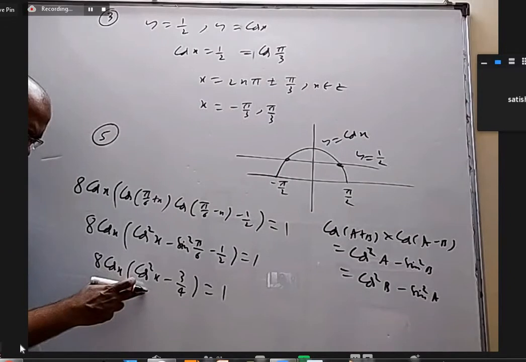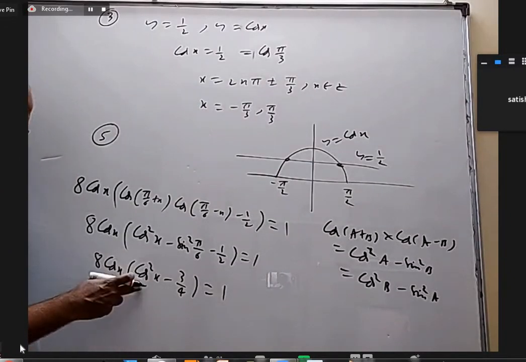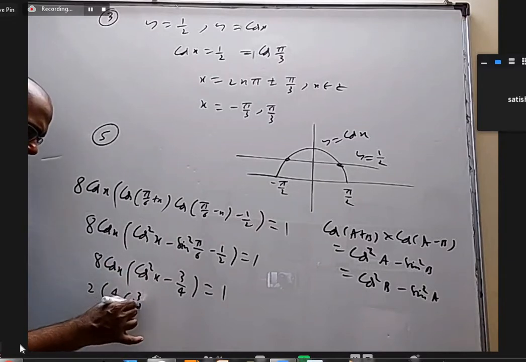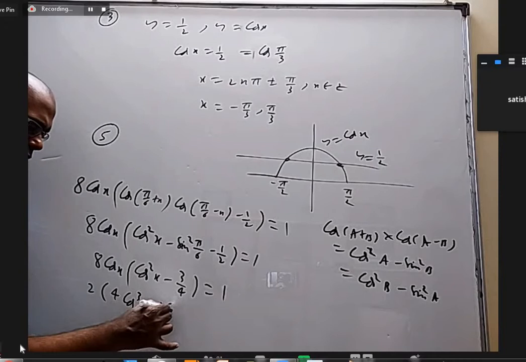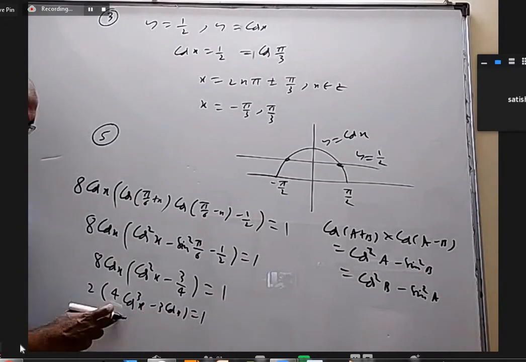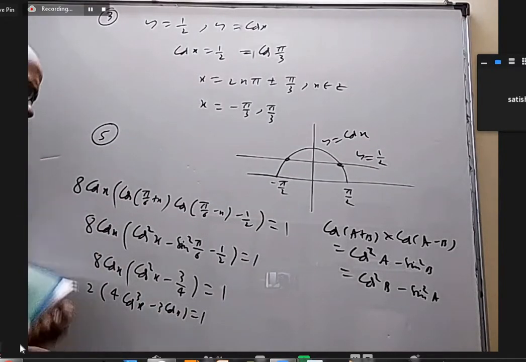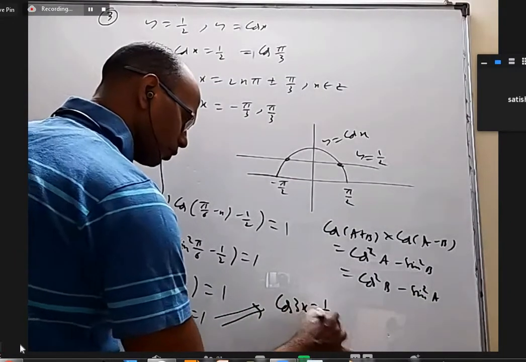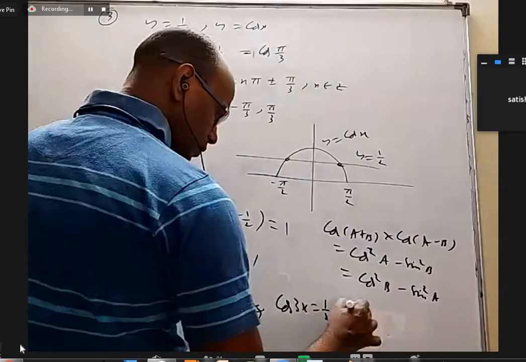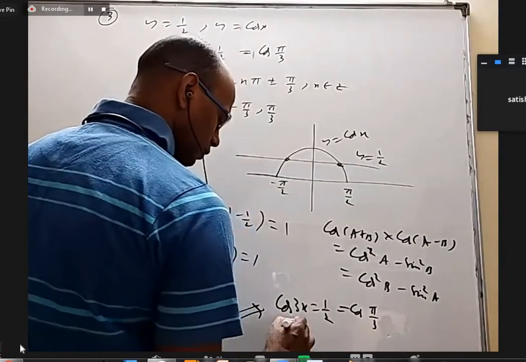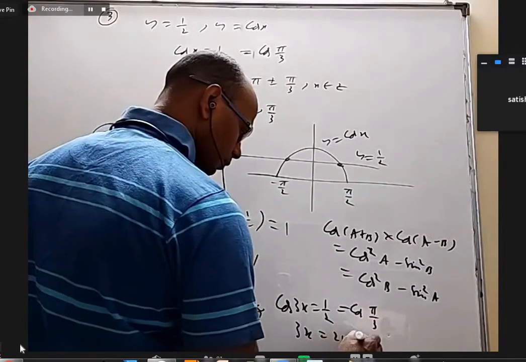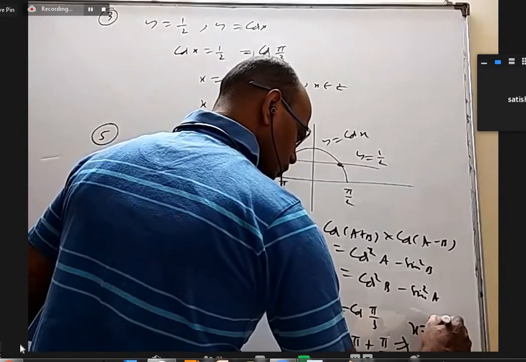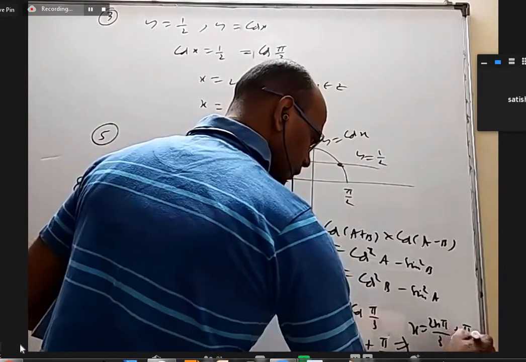I can take this cos x inside, take LCM, or take 4 also inside, keep 2 outside, carry 4 cos x inside. It will be 4 cos cube x minus 3 cos x. And this is directly the cos 3x formula. So from this we'll get cos 3x is equal to 1 by 2, that is cos pi by 3. General solution is 3x equal to 2n pi plus or minus pi by 3. That is x is equal to 2n pi by 3 plus or minus pi by 9.